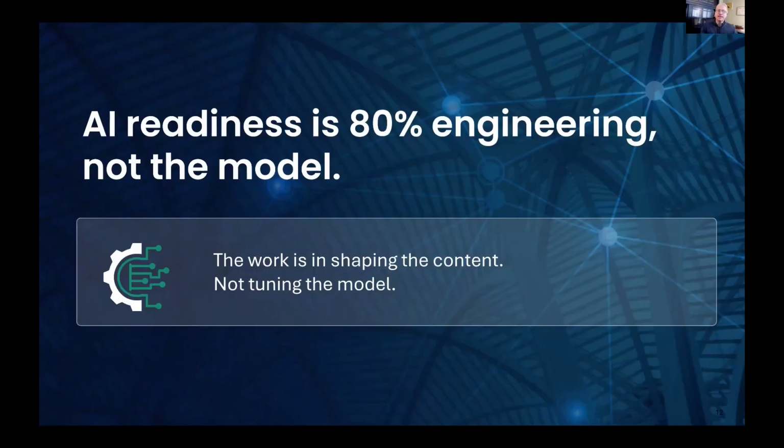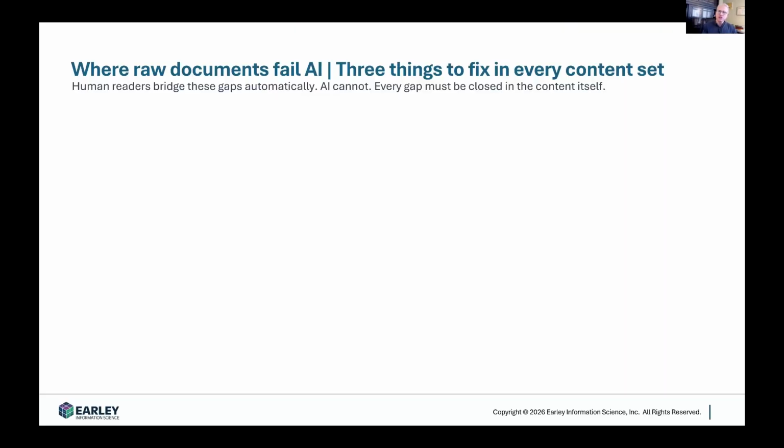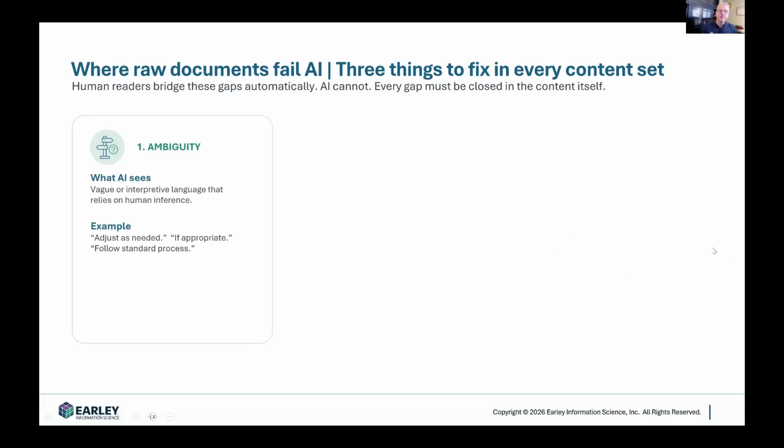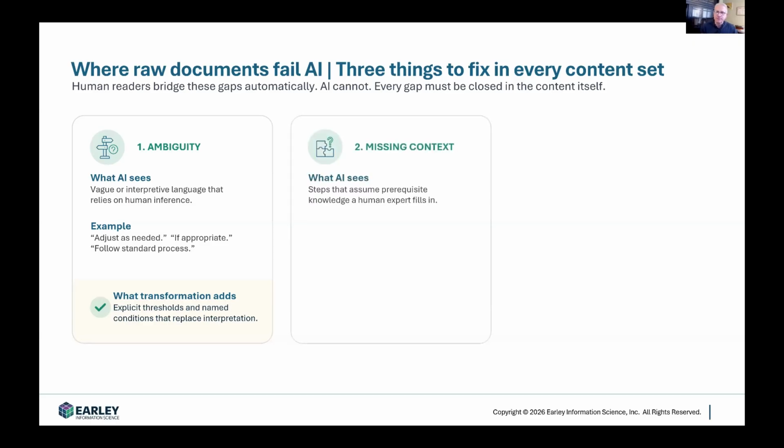And again, AI readiness is about engineering the content. It's not about the model, right? The work is in shaping that content as opposed to tuning the model itself. So there's things that happen. We talked again about ambiguity. There's language that a human can interpret. We already mentioned this in the prior slide, but we need to have the specific thresholds. We need to have the named conditions. We need to replace interpretation with specificity.